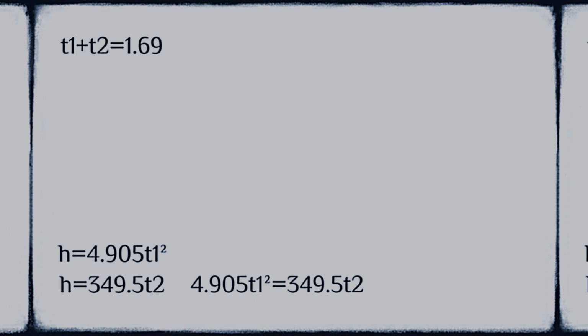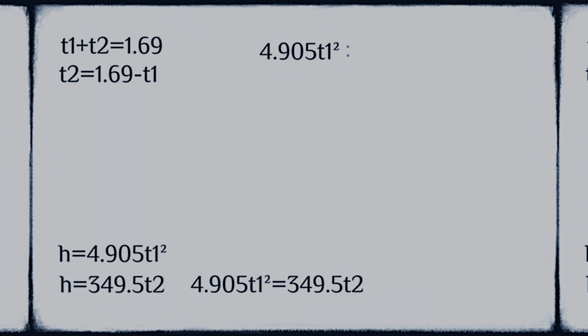Now remember the first equation we wrote and saved for later: t1 plus t2 equals 1.69 seconds. It is going to assist us now. From here, let's solve for t2. t2 equals 1.69 minus t1. It now allows us to replace this t2 with that one. That's how we're going to have 4.905 t1 squared equals 349.5 multiplied by 1.69 minus t1. Let me do the quick math now.